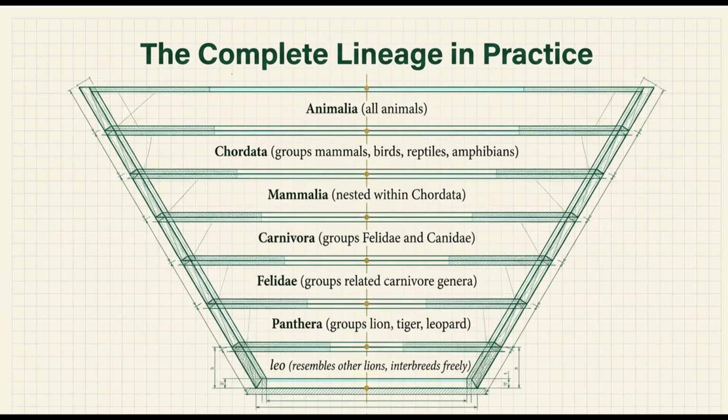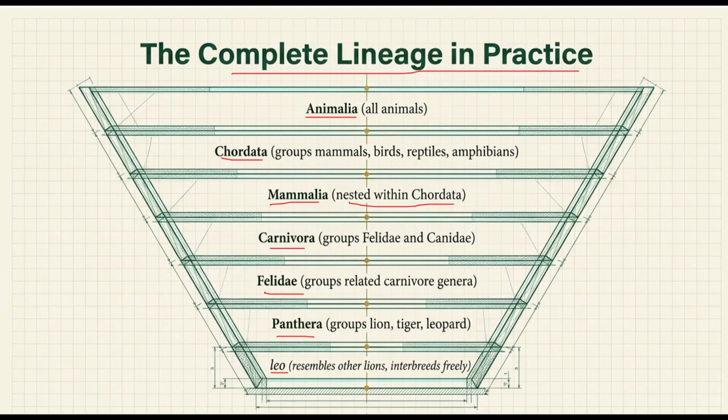So this is the complete lineage in practice. Okay. So Animalia, Chordata, that is the group of mammals, birds, reptiles, amphibians, etc. And then we are taking Mammalia. Okay. It is nested within the Chordata. And then Carnivora, then Felidae, then Panthera, then Leo. Coming to the specific species.